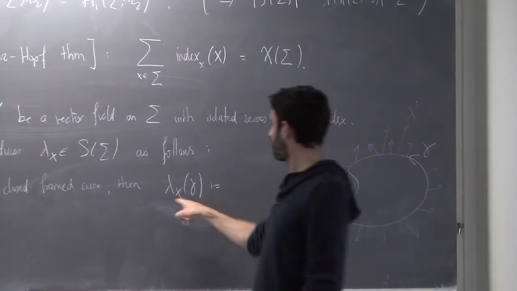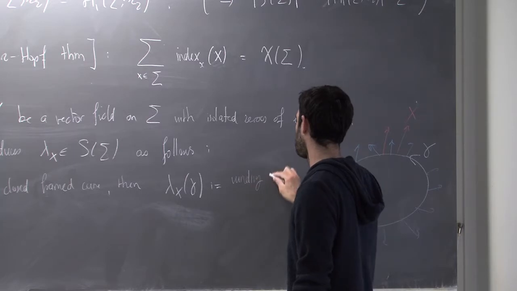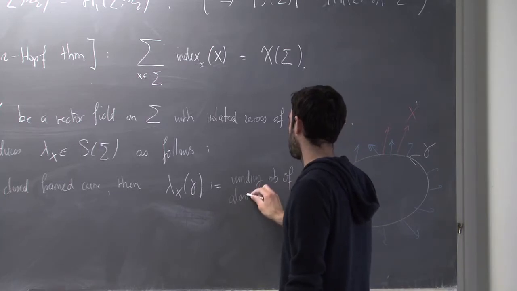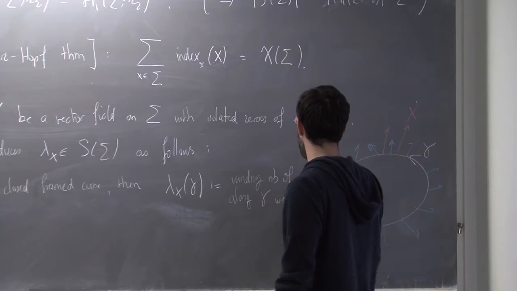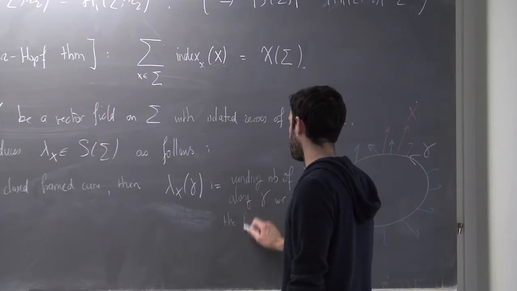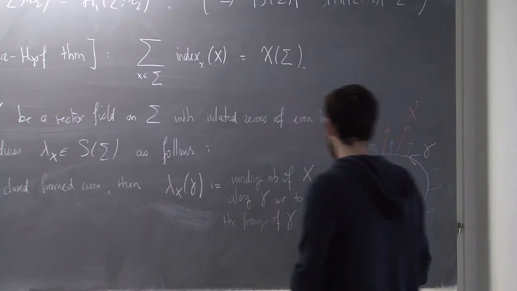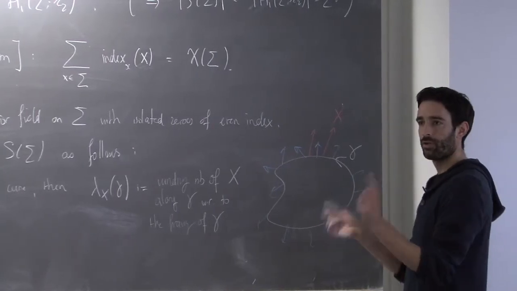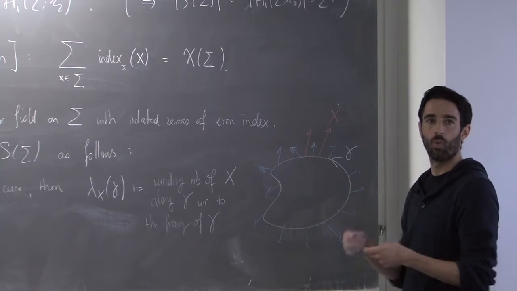And what you do, you simply say that this is the winding number of x along gamma with respect to the framing of gamma. Again, you have a curve that is closed. You have two vector fields on this curve, so you can count how much one is winding with respect to the other, simply.